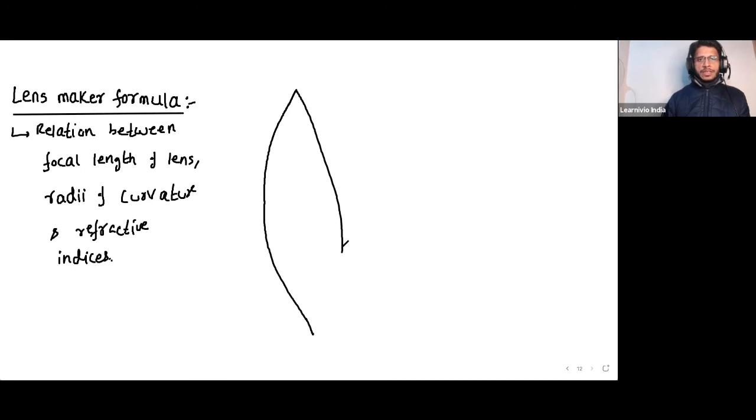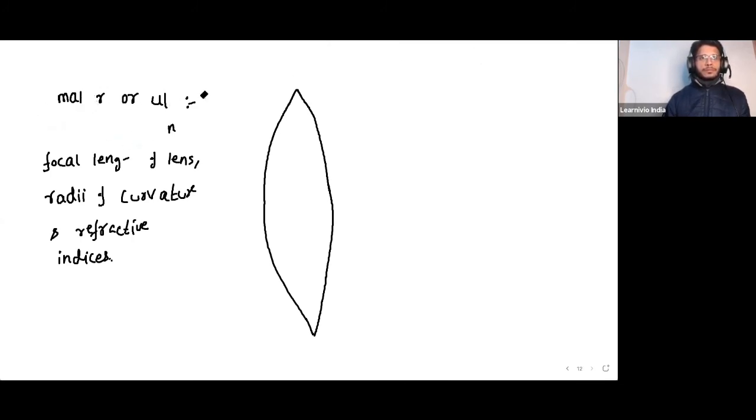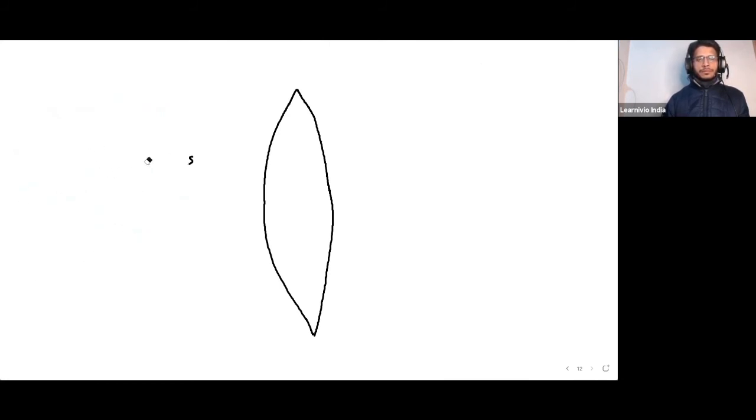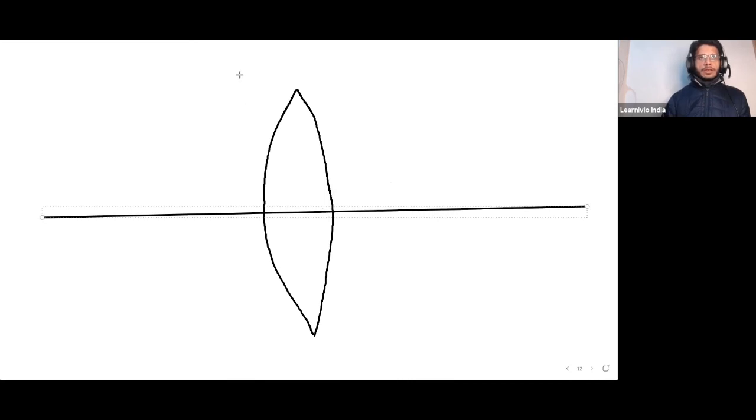So I'm deriving this Lensmaker formula for a convex lens. For a concave lens, the steps will be exactly the same. No change in steps for the concave lens. So this is your convex lens, a double convex lens. This is the optical center of the lens.